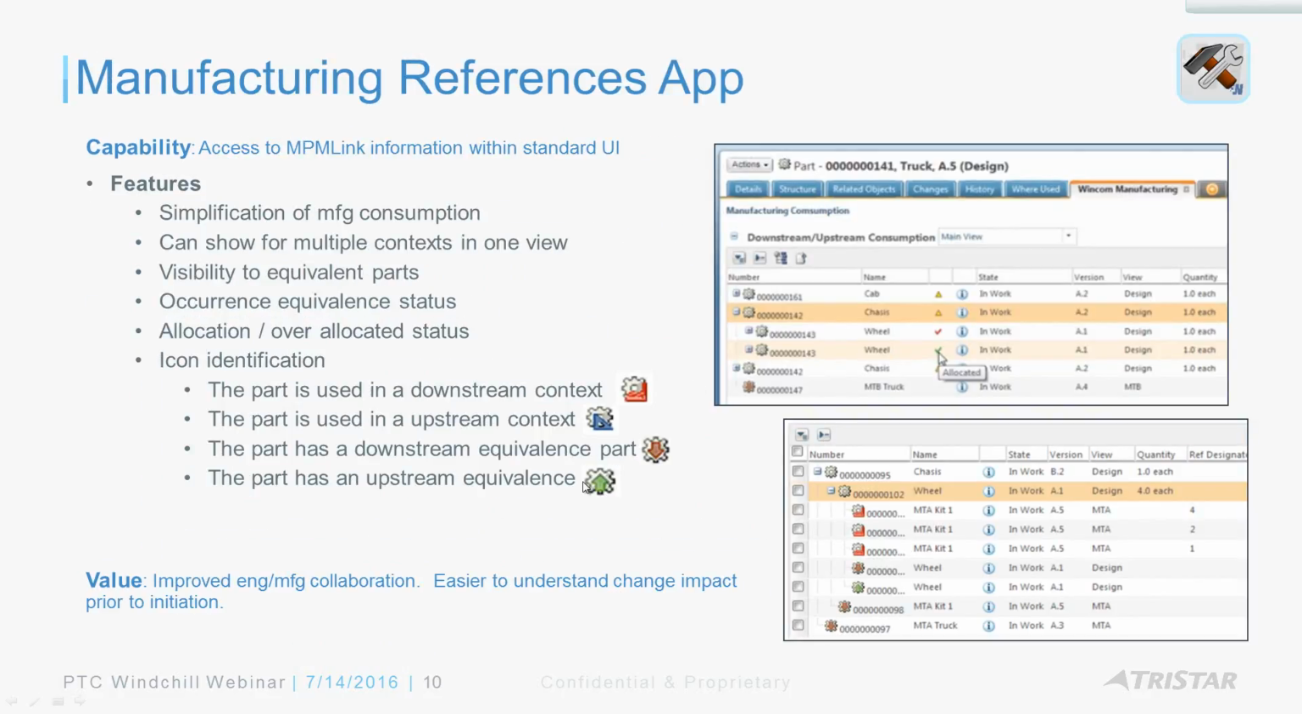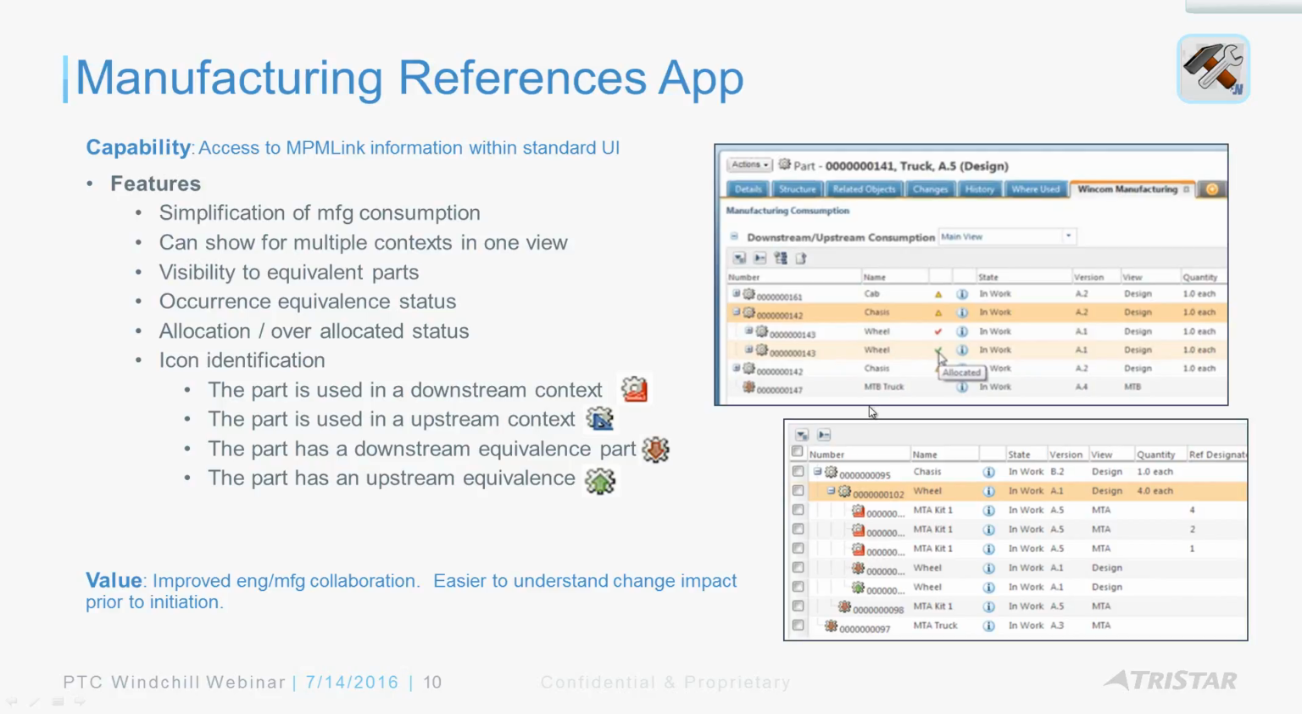Another app that I also want to highlight is the Manufacturing References app. So this is if you are using MPM Link, Manufacturing Process Management, inside of Windchill to create an EBOM, MBOM, design versus manufacturing BOM, or service BOM.